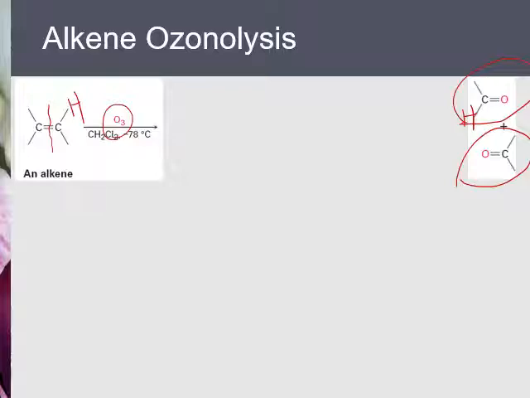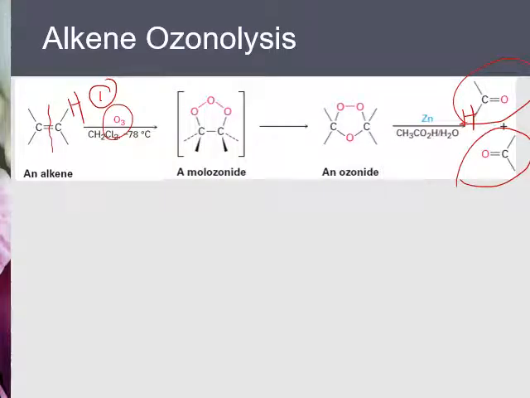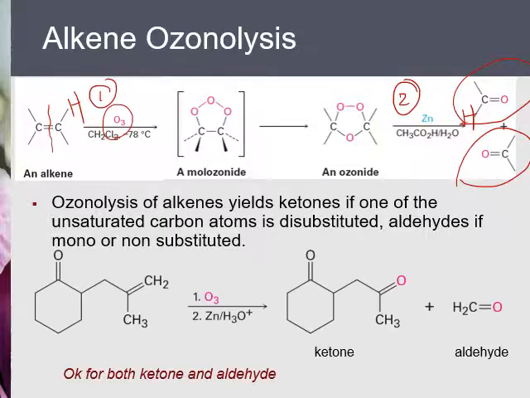The reaction undergoes two steps. In the first step, the alkene is treated with an ozone molecule. This will form two intermediates, a molozonide and an ozonide, followed by the second step, reduction by zinc, which gives you the two carbonyl compounds. Here is an example.